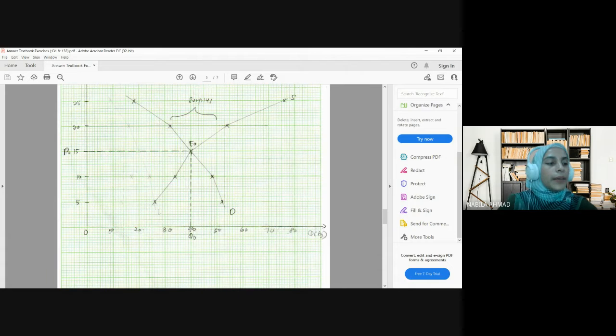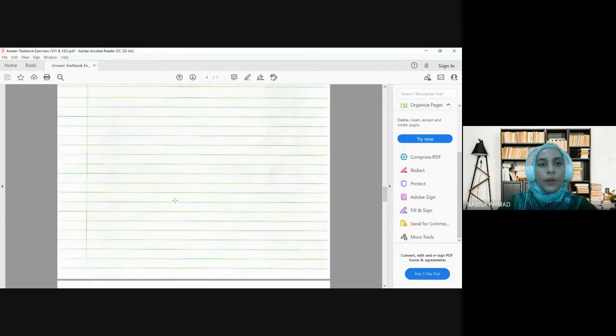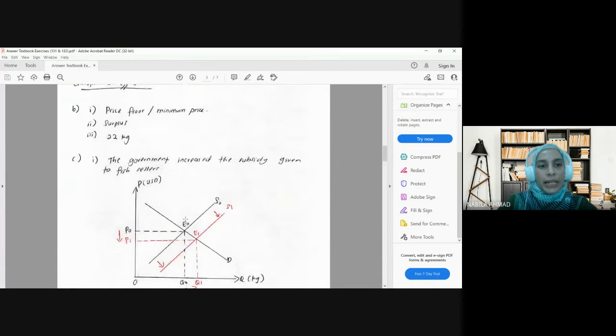Okay, soalan B. Suppose the government imposed $20 as the price control. Number 1, what is the price control implemented by the government? So bila harga government impose above the equilibrium price, dia adalah apa? Dia adalah price floor ataupun minimum price. Ya, price floor ataupun minimum price.